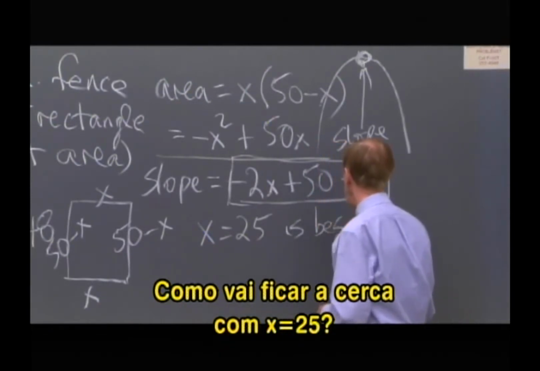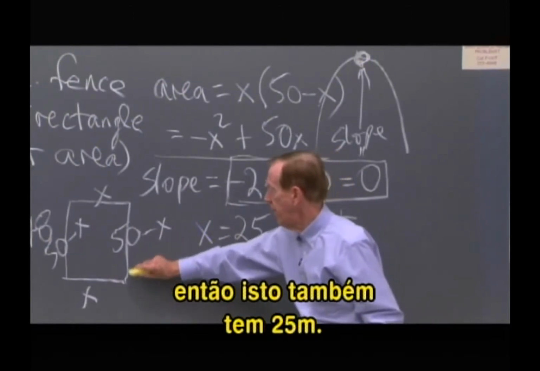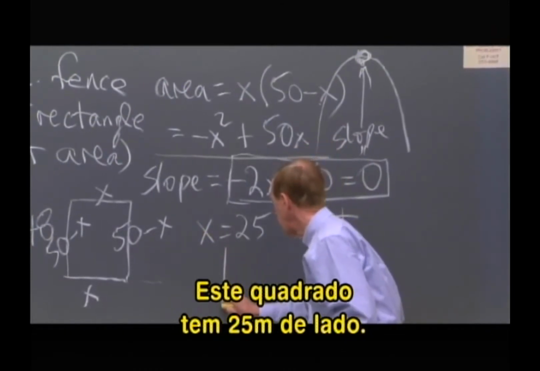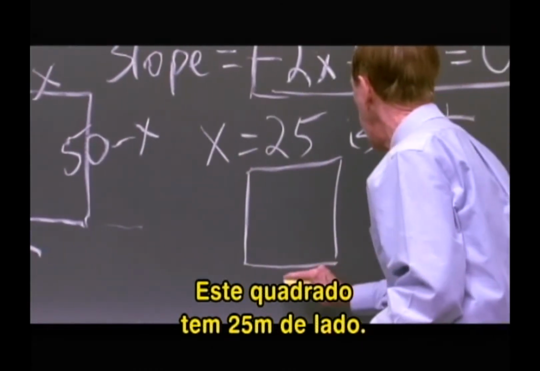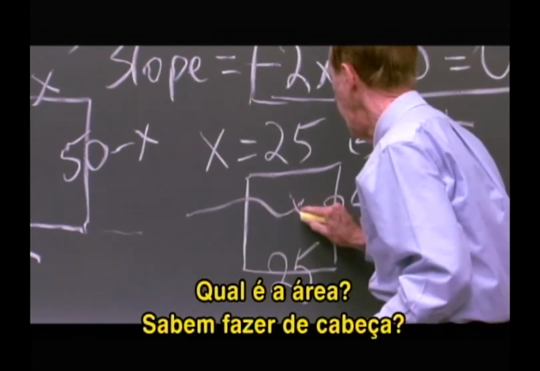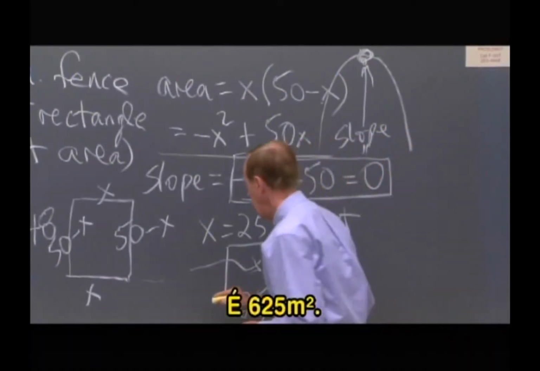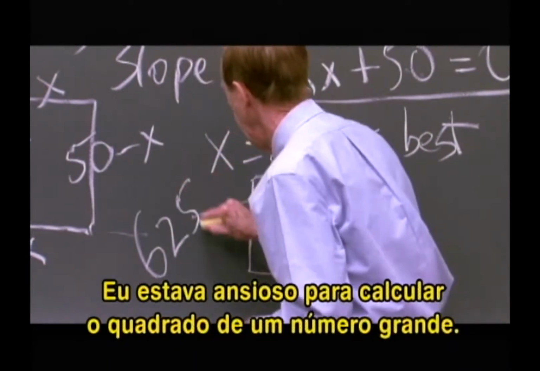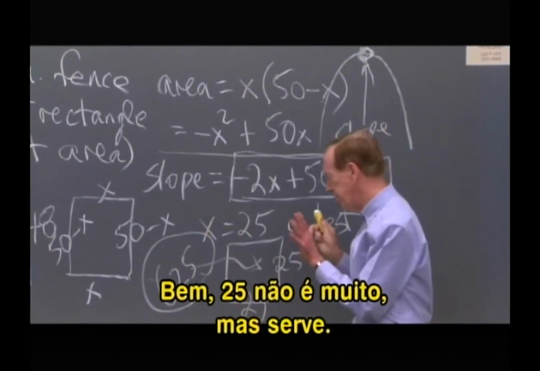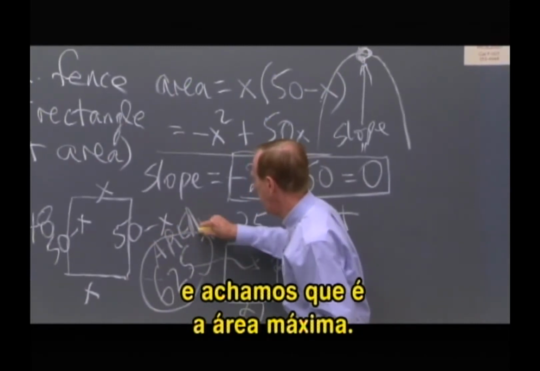And what do we see? What's the picture look like when x is 25? If that's 25, then 50, this is also 25. We're getting a square now. This square here is 25 each way. 25, 25. And the area? What's the area? Can you square 25 in your head? Sure. 625. I've always been hoping to be asked to square a large number. 25, not very large, but it'll do. 625 is the area. And we think that that's the maximum.